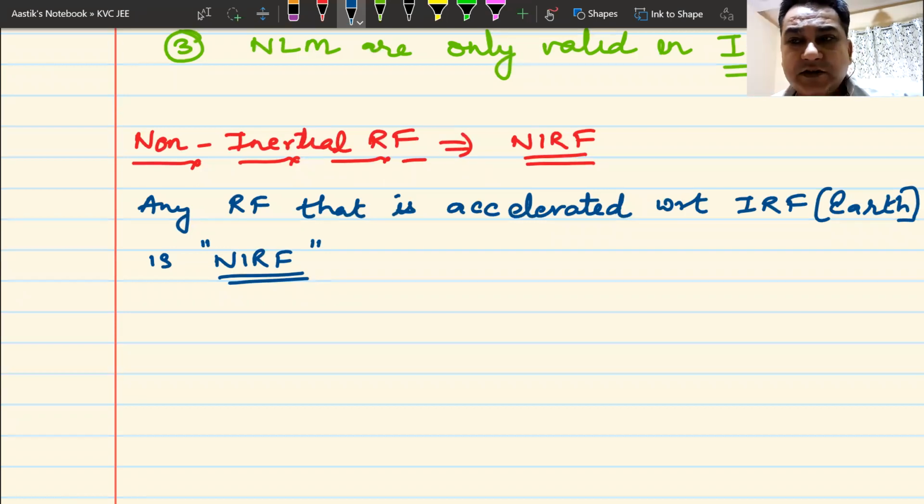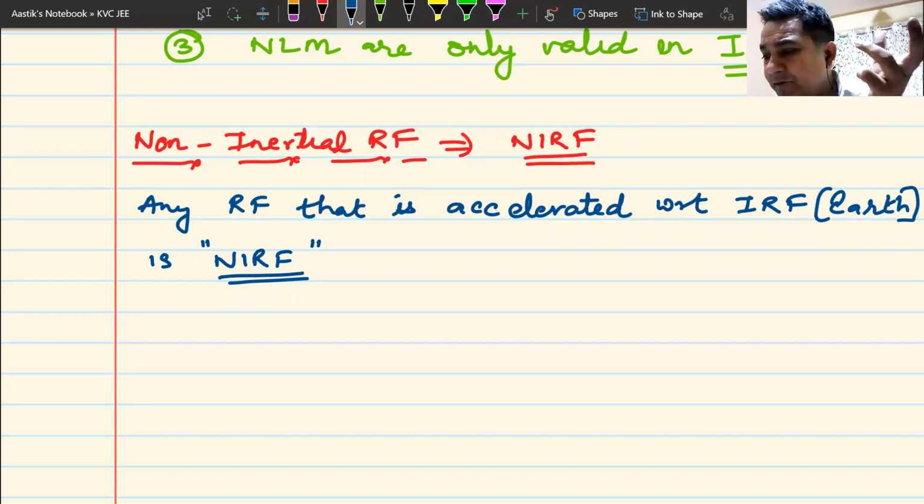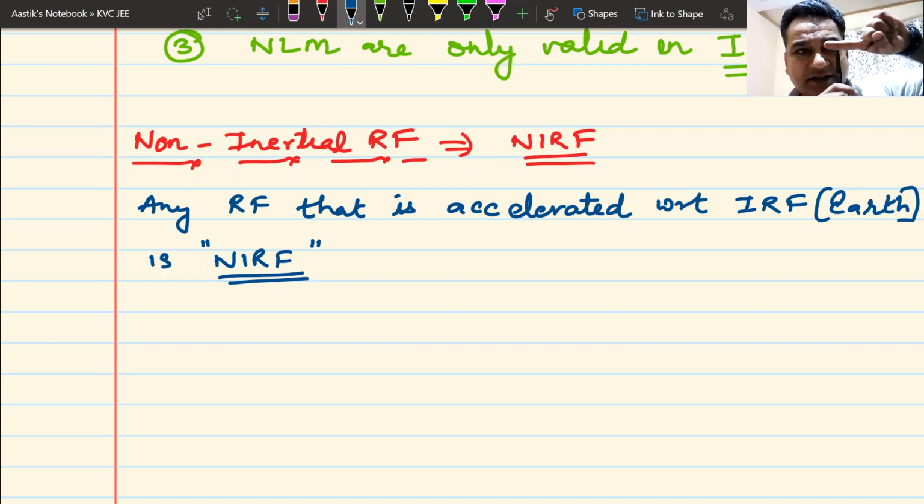Any reference frame that is accelerated with respect to an inertial reference frame becomes a non-inertial reference frame. Or you can say it in this way. You must have done sets. In this set of reference frames, there are only two quantities, inertial and non-inertial. Either it is inertial, or if it is not inertial, it has to be non-inertial. So it is a binary system, 0 or 1. 0 means inertial, 1 means non-inertial. Either it is inertial or it is non-inertial. Clear?